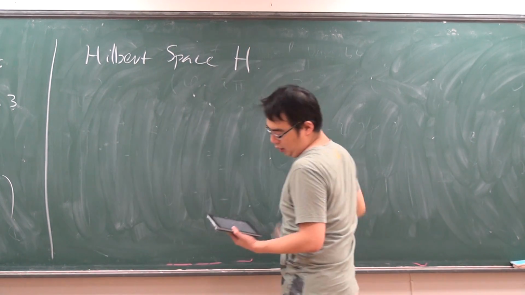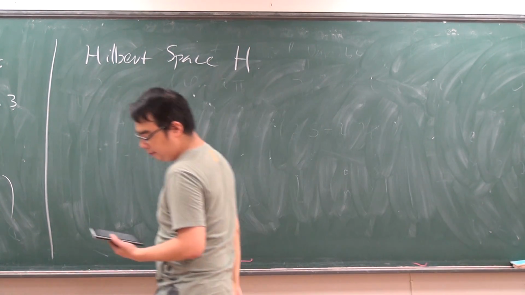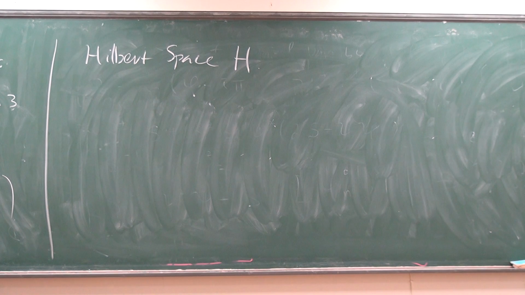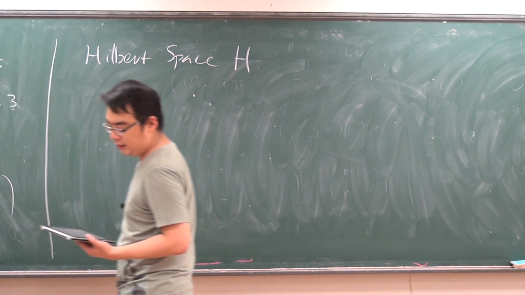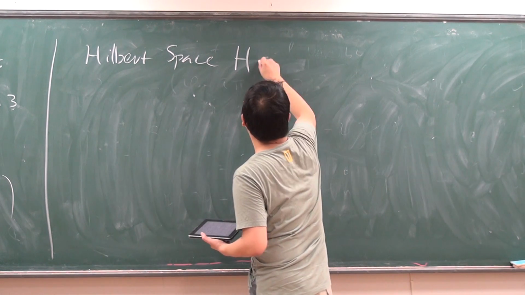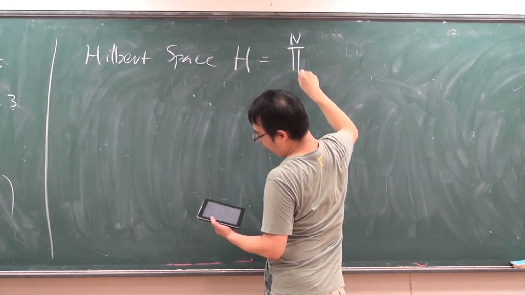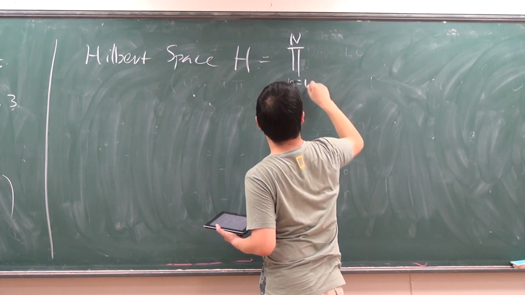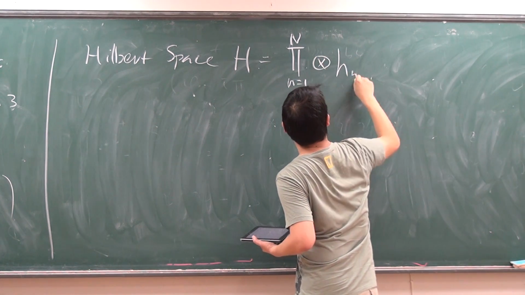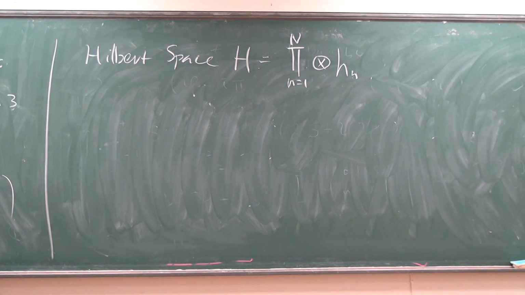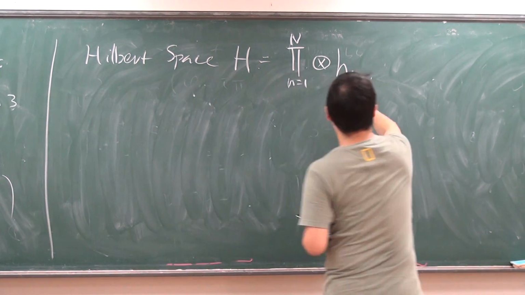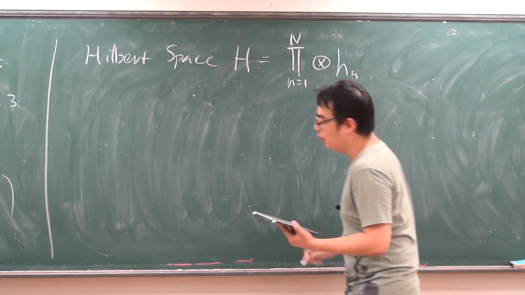H of the this spin chain or this lattice is given by really the tensor product of the individual Hilbert space sitting at each lattice site. Okay, so I'll write down what this actually means, give this example.